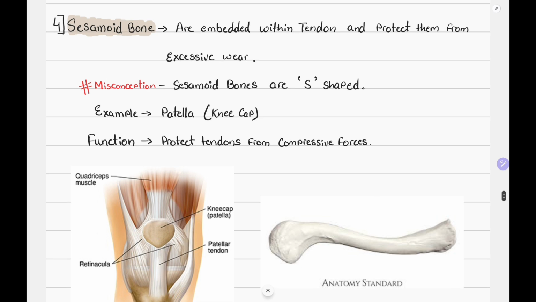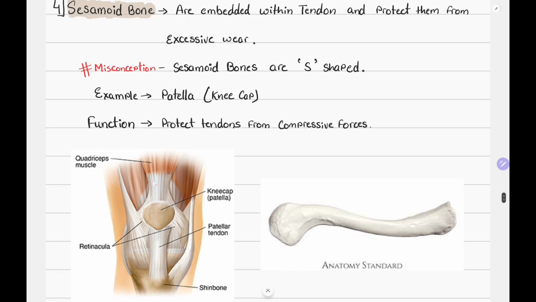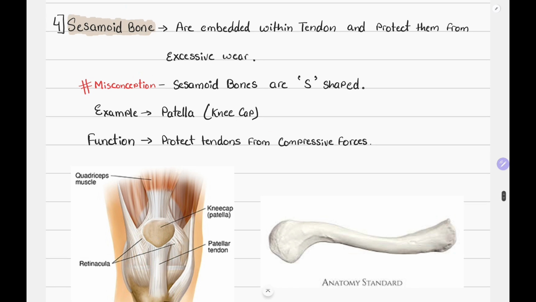Coming to the fourth classification, which is the sesamoid bone. So sesamoid bones are bones that are embedded within a tendon and protect it from excessive wear. So what is a tendon first of all? A tendon is a fibrous connective tissue that connects the muscle with the bone. So here is the underlying femur bone, and this fibrous connective tissue, this tendon, connects the muscle with the bone. So sesamoid bones are embedded within the tendon.